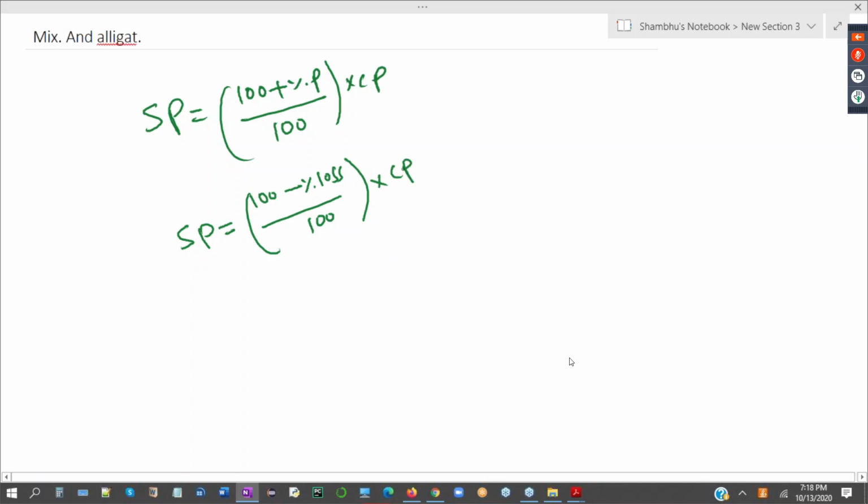Okay, fine. And multiplied by CP. This is for profit, this is for loss. Now, there is no other formula for CP. Remember, there is no different formula for CP. CP comes from here only.